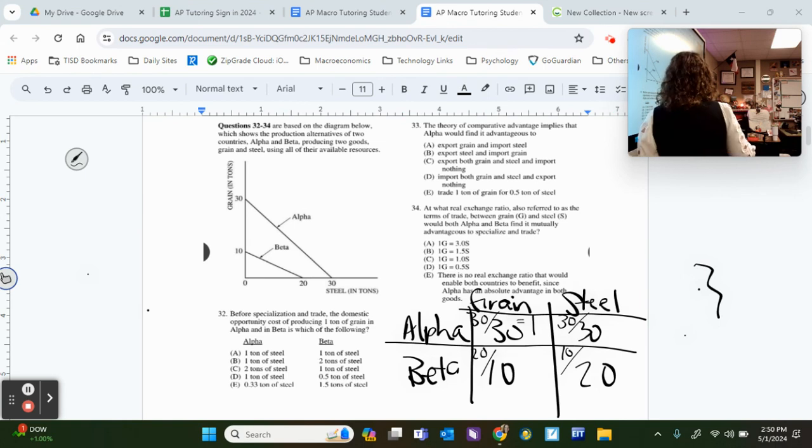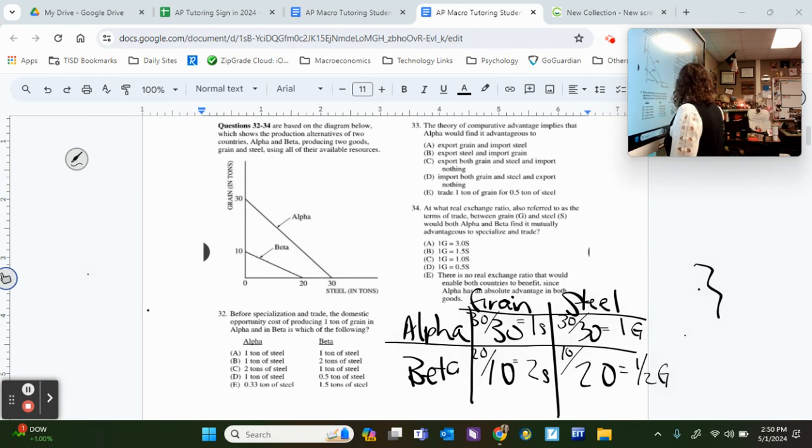But remember, when you are doing opportunity cost and comparative advantage, that fraction turns into units of the other thing, because that represents opportunity cost: 1 grain costs 1 steel, and 1 steel costs 1 grain. 20 over 10 for beta is going to be 2 steels, and then a half of a grain. Because old habits die hard, I'm going to circle whoever has the lowest opportunity cost because that is who has the comparative advantage. So alpha has the comparative advantage in grain because they can produce at the lowest opportunity cost, and beta has the comparative advantage in steel because they can produce at the lowest opportunity cost.